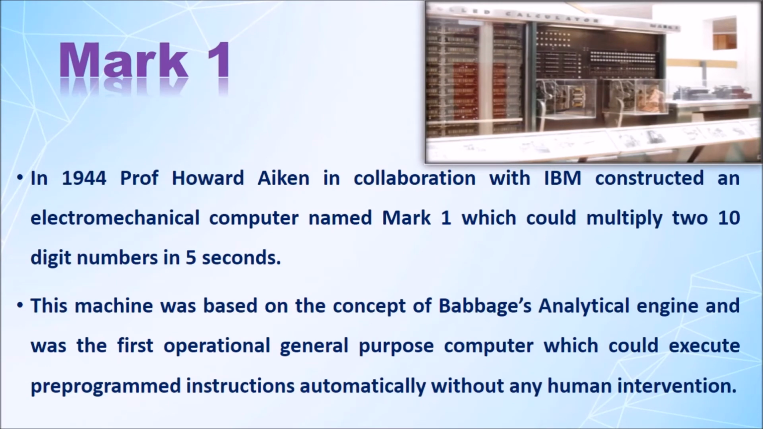After the analytical engine and difference engine, in 1944, Professor Howard Aiken, in collaboration with IBM, constructed an electromechanical computer that was named Mark I, which could multiply two 10-digit numbers in 5 seconds. This machine was based on the concept of Babbage's analytical engine and was the first operational general purpose computer, which could execute pre-programmed instructions automatically without any human intervention.